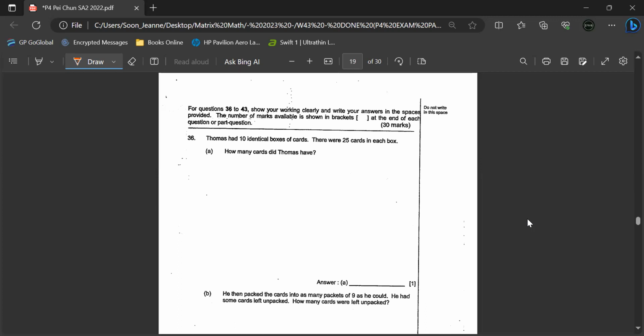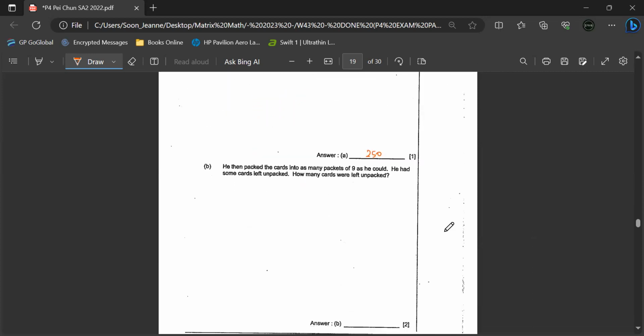This is very simple. You just need to find the total. So if he got 10 boxes, 25 in each, you need to find out how many cards are there in total in 10 boxes. You just take 10 times 25. That's all. 250. So you write down 250. Second one, he then packed the cards. The cards means how many? 250, because we established the answer in A.